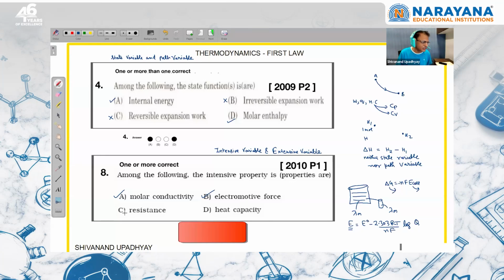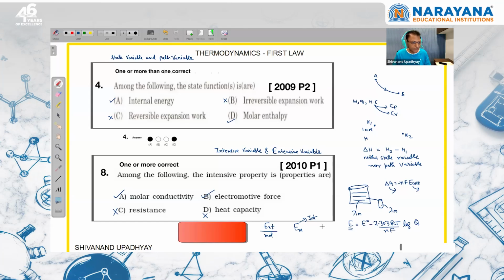Resistance, you know, it depends on the length. So it is an extensive variable, and heat capacity is an extensive variable. Again here, when we are talking about intensive and extensive variables, suppose an extensive variable is there, and if I divide the extensive variable by total moles of the system, like internal energy is there, which is an extensive variable. If I divide by total mole, it is molar internal energy. So molar internal energy will become an intensive variable. This is an intensive variable.